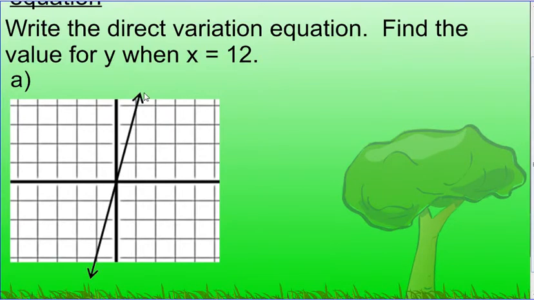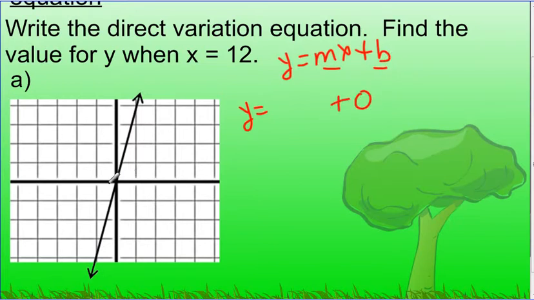Now, in this third example, we're given a graph, and we are going to come up with the equation for the graph. So let's see here. Write an equation. So here's my graph. We need to write an equation for that. First off, we always want it in the form y equals mx plus b, slope-intercept. We know here that the intercept is going to be 0 because it's going through the origin.